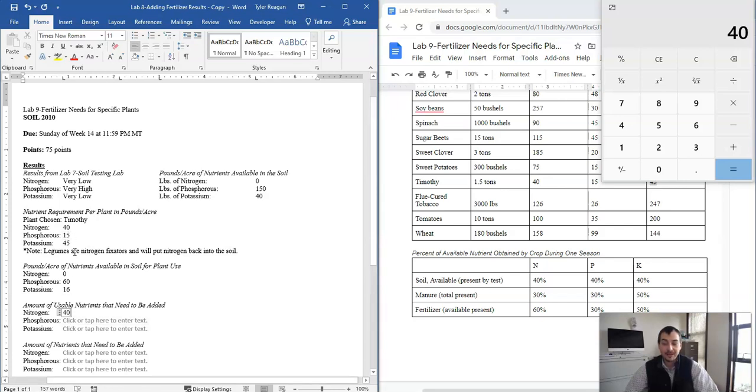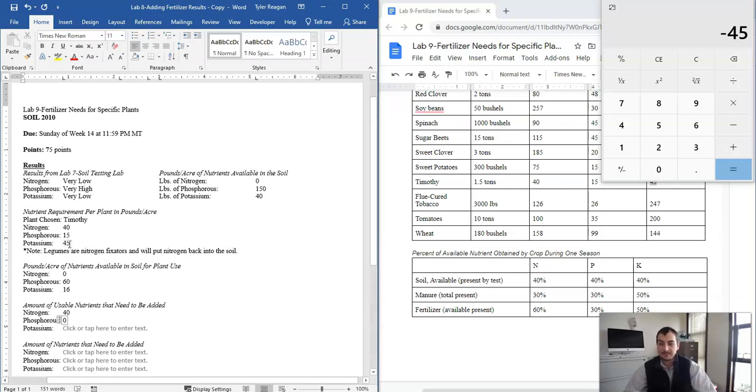We need 15 pounds. We have 60 pounds available. So we're going to take 15 minus that 60, and we come up with negative 45 right here. We actually need to add negative 45. Well, do you really need to add negative 45? No, we're not going to be taking phosphorus out of the soil. We're not going to be doing that. But because that's a negative number, we don't have to add any. We don't need to add any more usable nutrients to that soil.